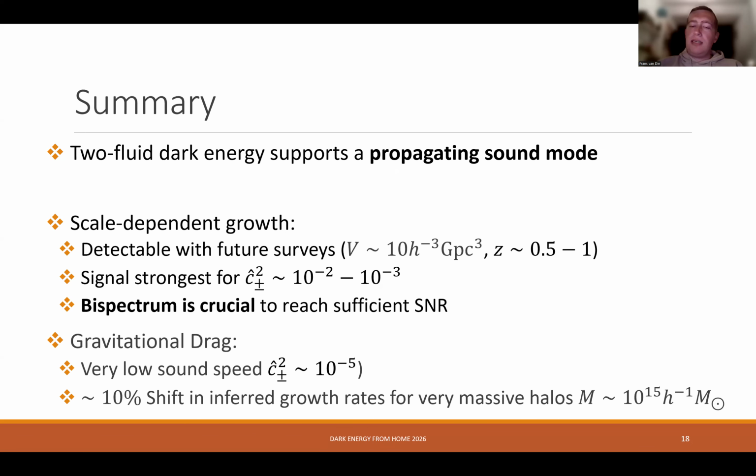And the bispectrum is really crucial in order to reach a sufficient signal-to-noise ratio. And secondly, a gravitational drag is also expected to affect the motion of very large, very massive halos. However, this is only for very low sound speeds, where one expects a 10% shift in the inferred growth rates.